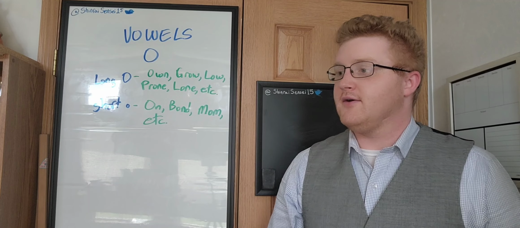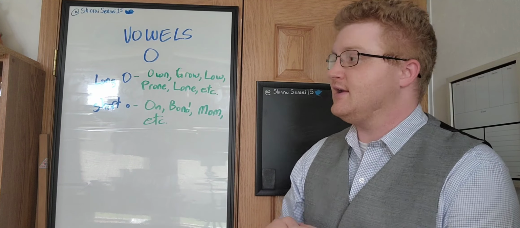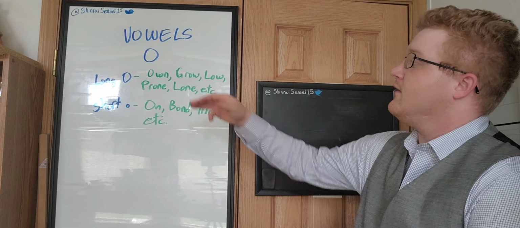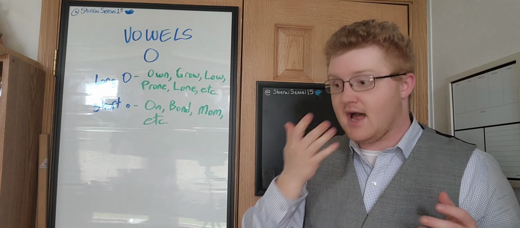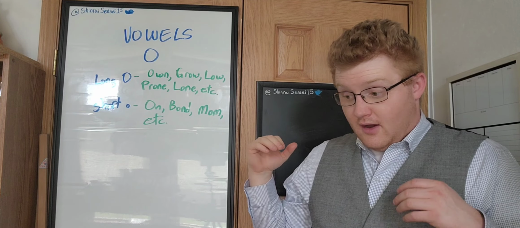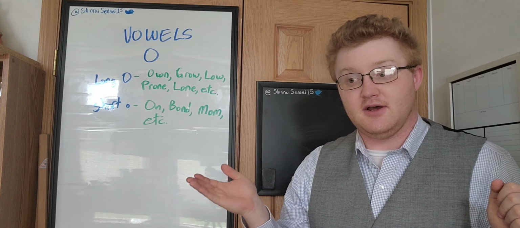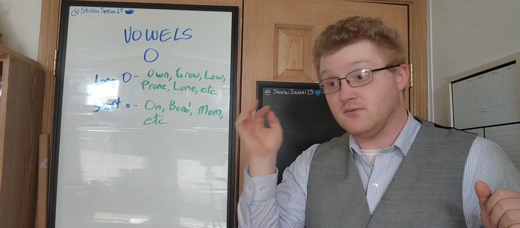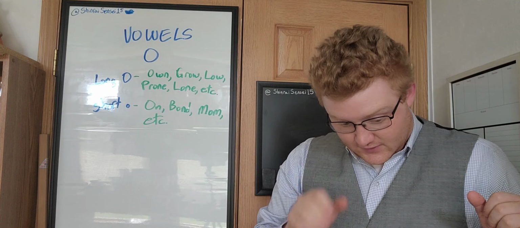Today we're going to continue our series on the vowels, and we're going on to the next vowel in the alphabet, which is O. Now, O really, once again, much like I, only makes two sounds, right? Almost every vowel, with the exception of A, really only has two sounds to make.